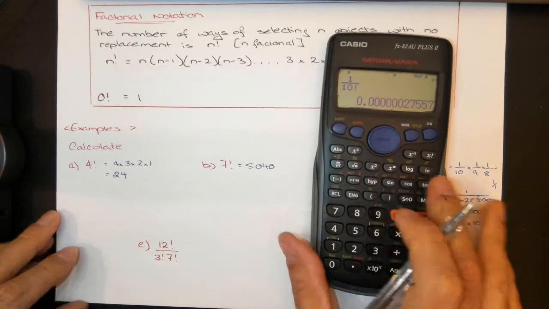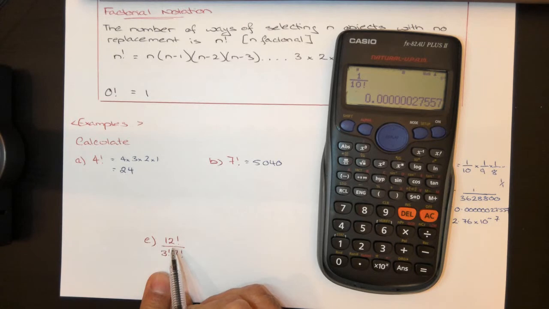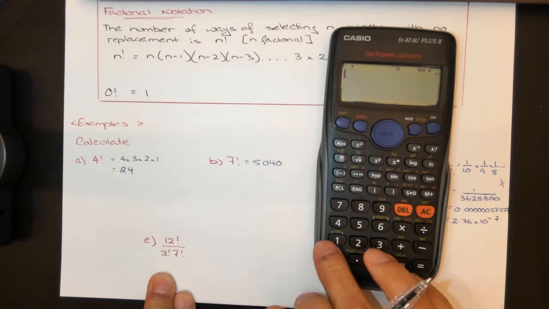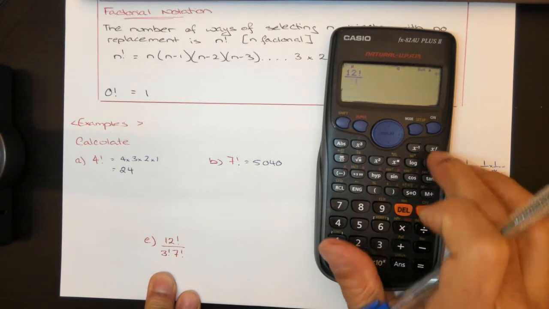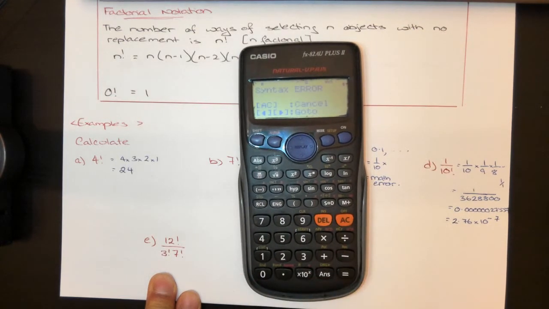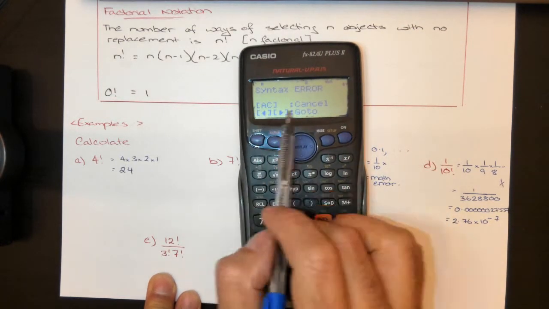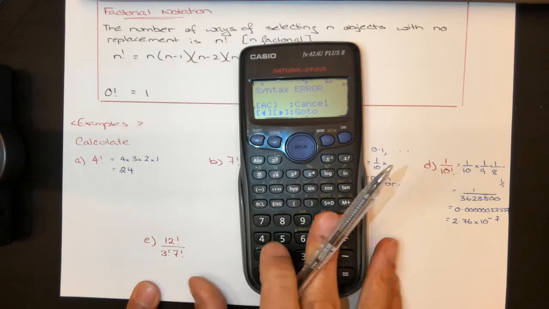Okay, let's look at this one. We've got 12 factorial over 3 factorial 7 factorial. If you were to plug that in the calculator, you would also come up with a math error. Oh, sorry, syntax error, because the calculator doesn't really understand what we mean by this, right?